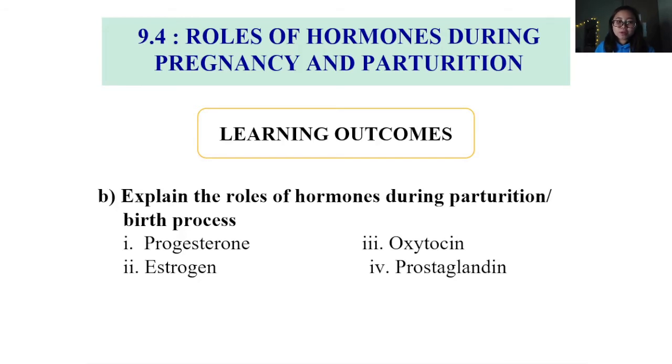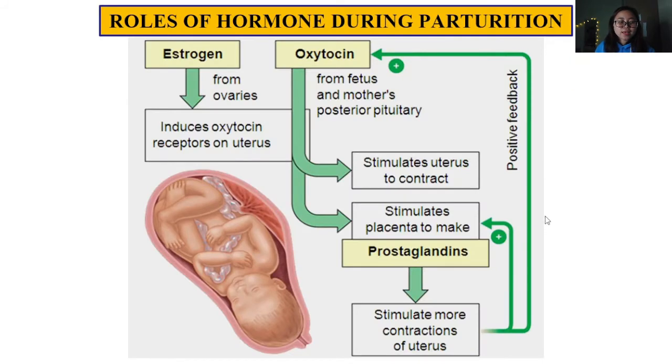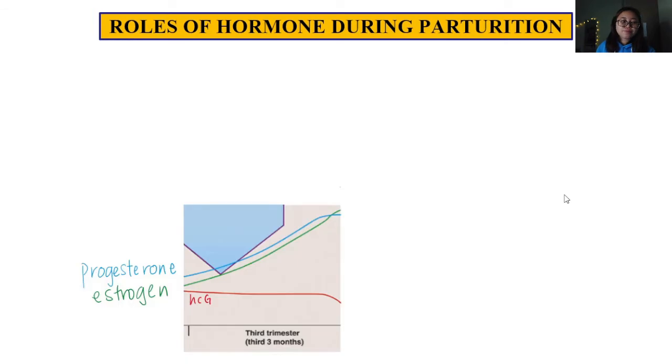So you should be able to explain the roles of hormones during parturition or birth process by referring to these four hormones. So here we also have another flowchart that starts with estrogen, and we also see oxytocin, prostaglandins, and a positive feedback loop. So let's have a look at this step by step.